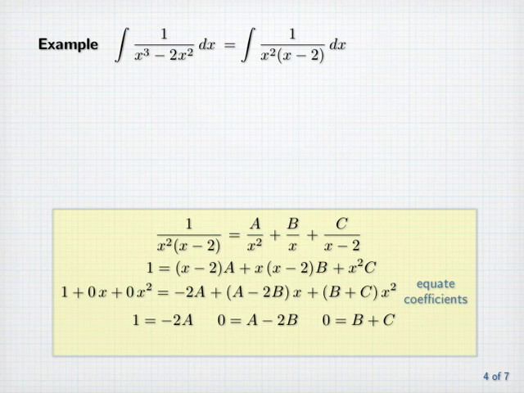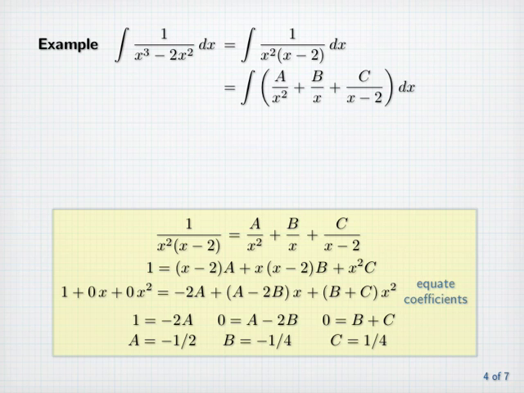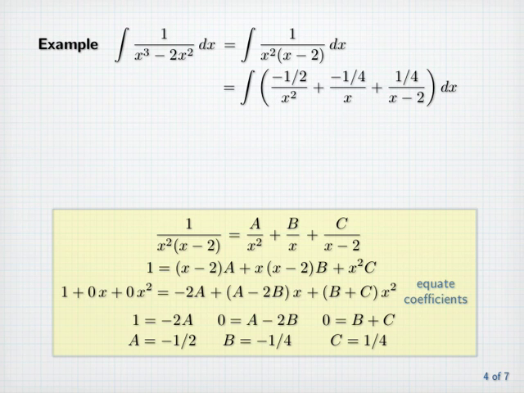Now, if we start with the first of these equations, we get a equal to minus 1/2, and knowing that a equals minus 1/2, the second equation becomes 0 equals minus 1/2 minus 2b, which tells us that b is minus 1/4, and knowing that b is minus 1/4, the third equation tells us that c equals plus 1/4. So our partial fraction expansion is minus 1/2 divided by x squared plus minus 1/4 divided by x plus 1/4 divided by x minus 2.